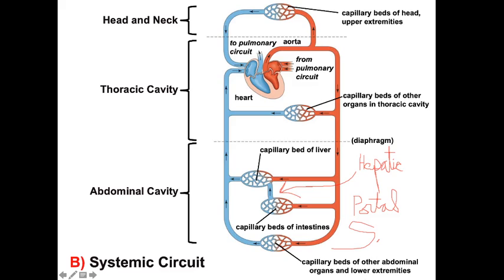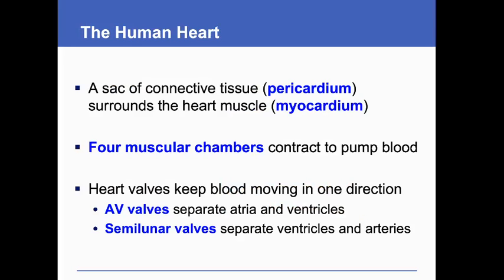Okay, now let's look at your heart, just your heart, in more detail. Your heart lives in a protective sac of connective tissue referred to as the pericardium. Cardium is heart, and peri means around. This has the same root as perimeter, right? This means around, literally around your heart. And that's what this pericardium is. It's a sac of connective tissue surrounding your heart.